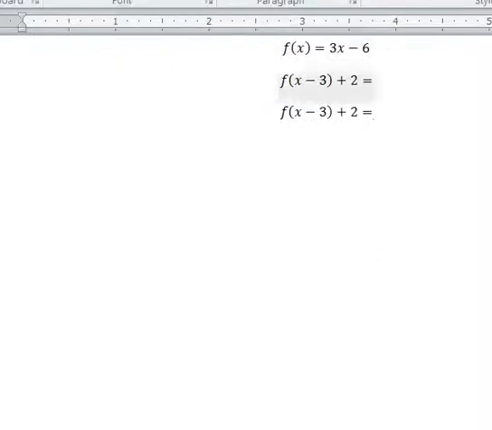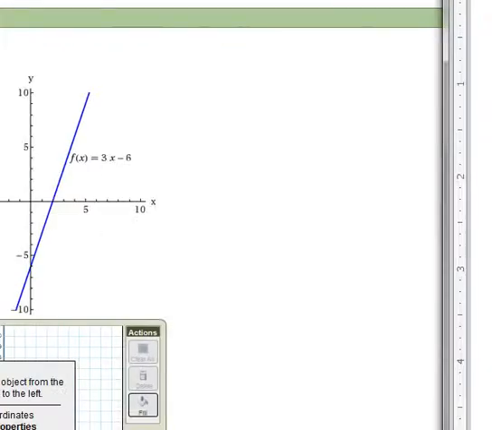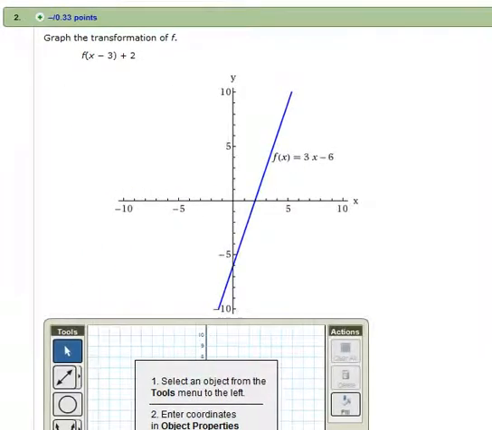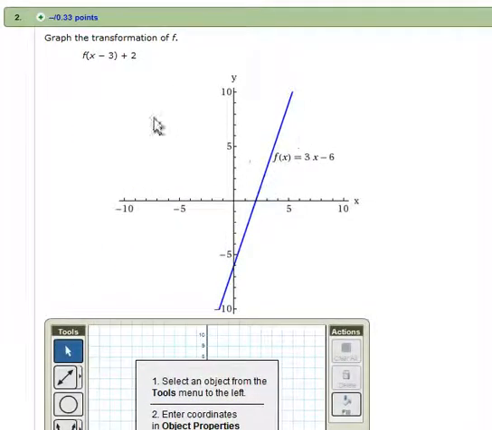So I'm going to go ahead and pull up this problem right here with homework 3.1. So we have a line, 3x minus 6, and we want to transform it. So we're going to move it to the right 3, 1, 2, 3, and then up 2. So it'll still have the same slope, we're just going to move it over.